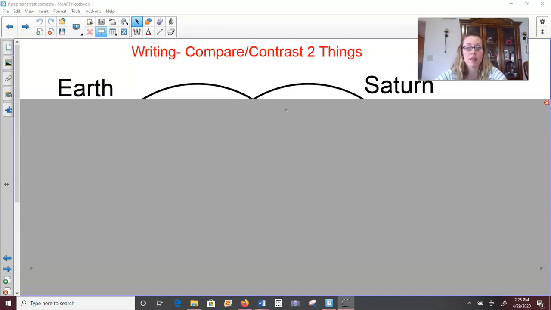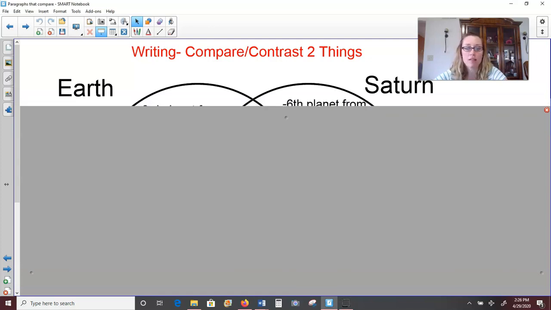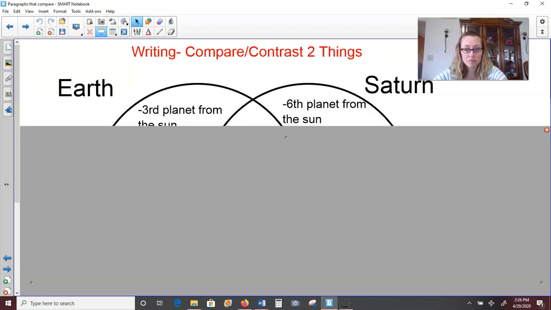Earth, mostly because I am very familiar with that planet because that's where we live. And Saturn, I just chose because I like Saturn. It has the beautiful rings, it's a gas giant, and I felt like I could find some similarities and differences between Earth and Saturn. So I made a Venn diagram to help organize my thoughts.